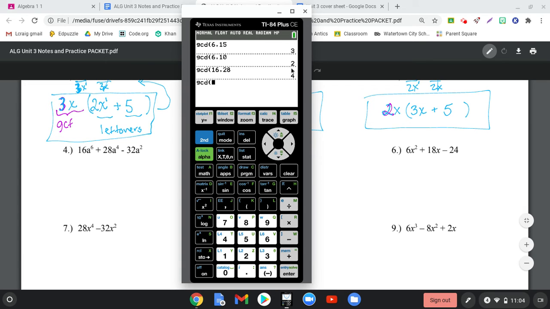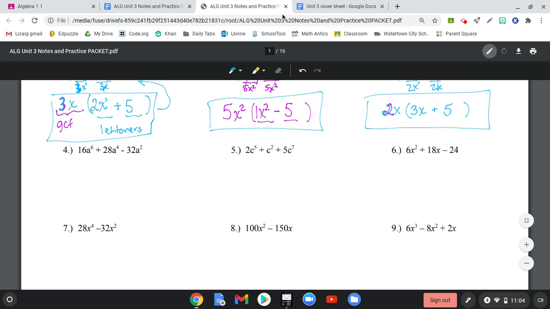All right, so 4, 32. Again, you don't want to put in negatives, and you can't put more than 2 numbers in. 4. All right, so our GCF for the number part, for the coefficients, is 4.